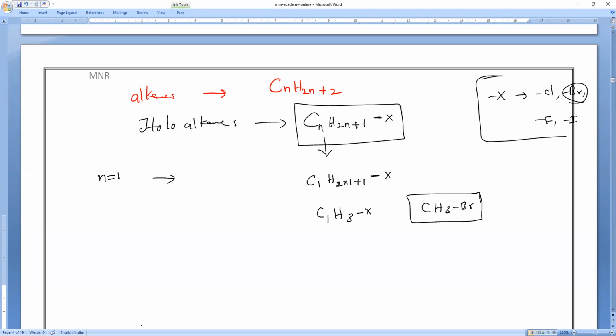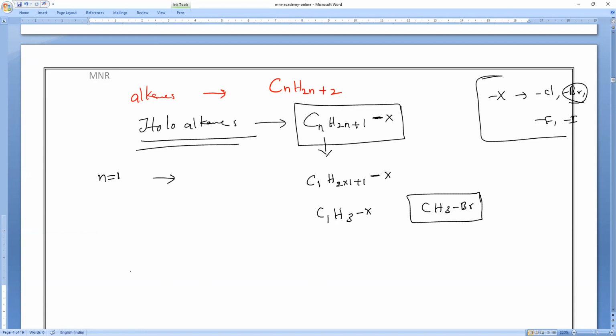So what is the general formula of alkanes? What is the general formula of haloalkanes? CnH2n, instead of plus 2, plus 1, X. That is very important. I hope you all understand, everybody. So now you can make it, and you can do the structure also.